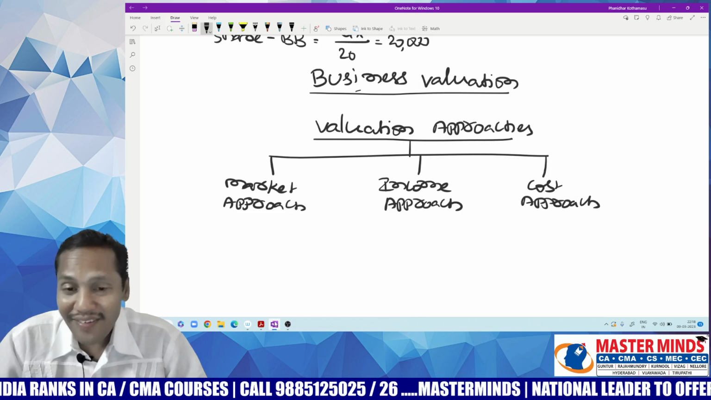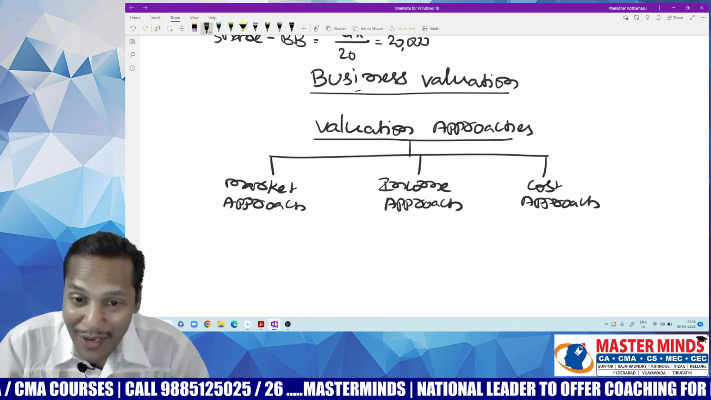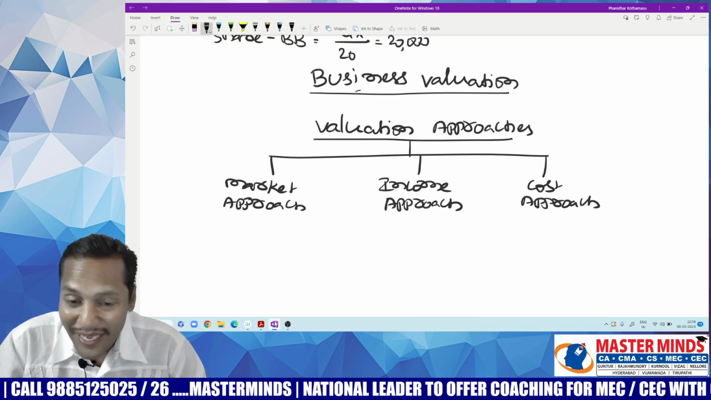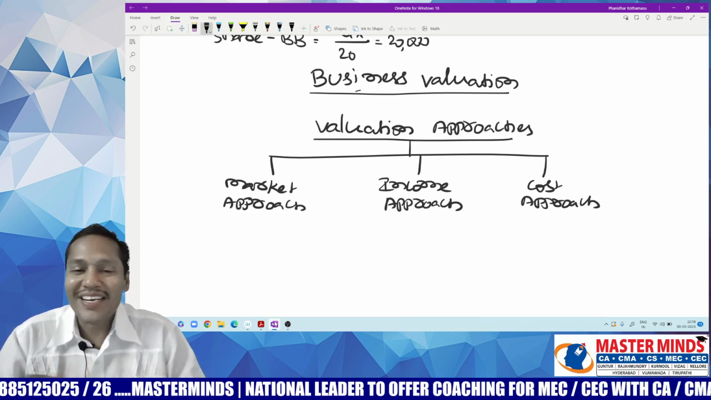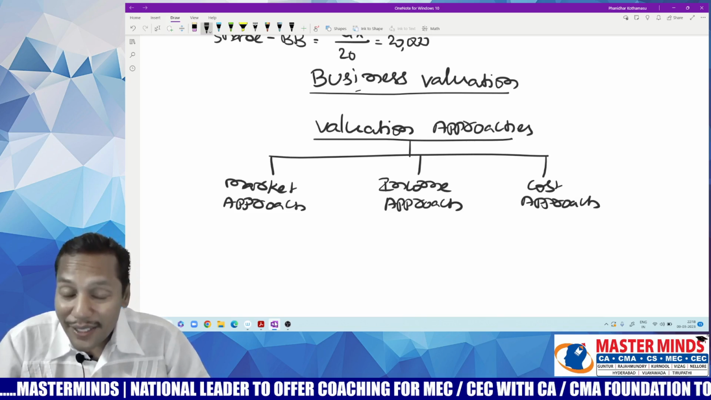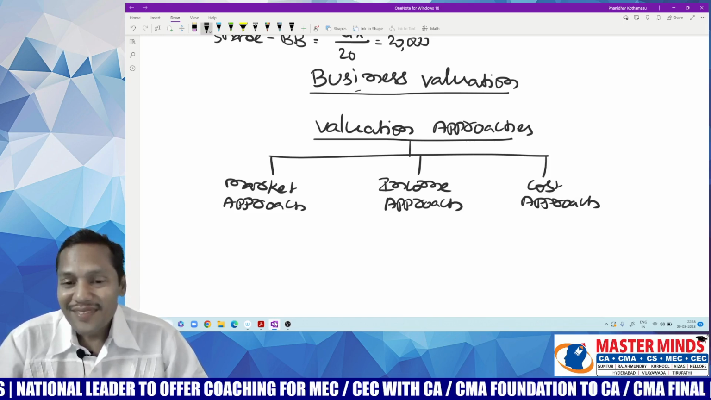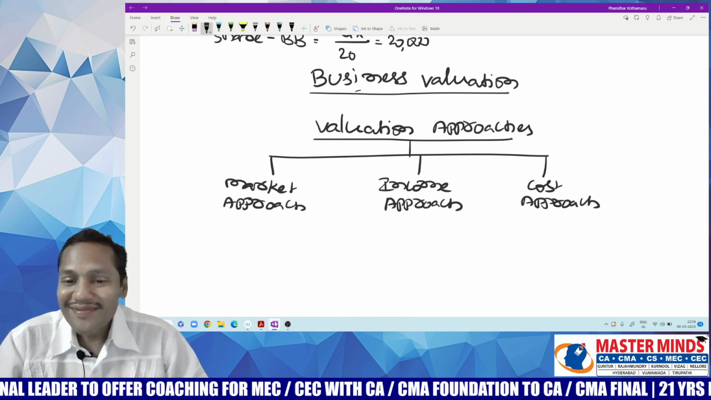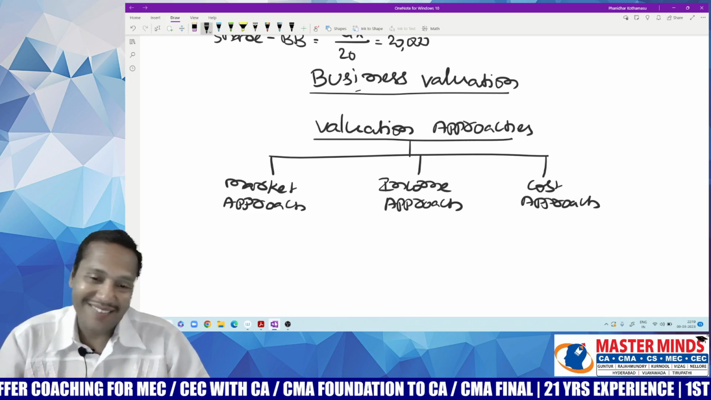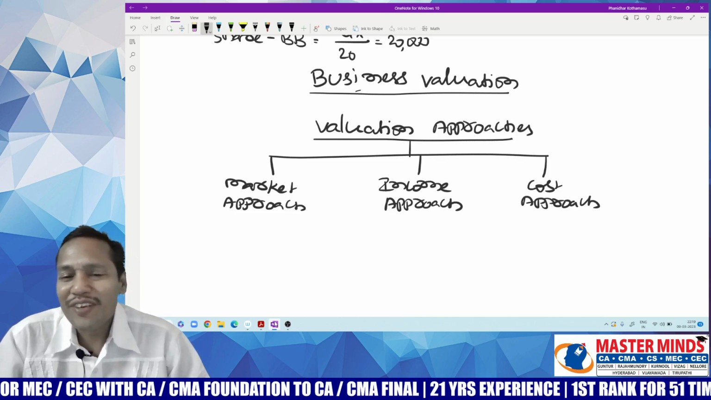Then when can we go for income approach? When the market value of similar businesses is not available in the market, and we can estimate the income in a reasonable manner, we can estimate the income from the business, then definitely we can go for income approach.